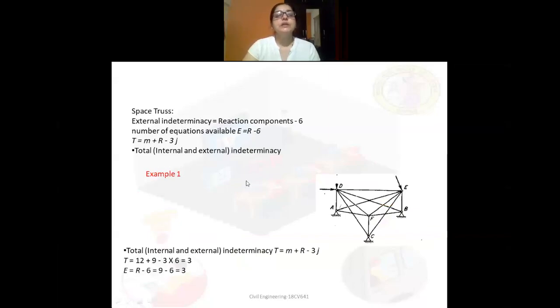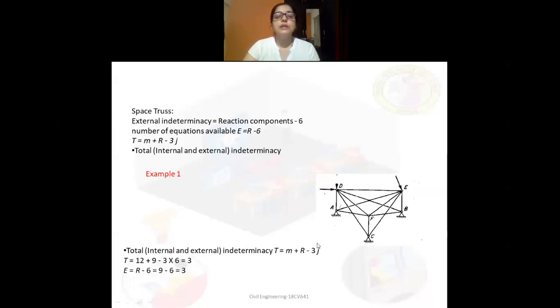So, space truss. We discussed plane truss. Now we'll move on to space truss. For a space truss, external indeterminacy is R minus 3 as it was for a plane truss. But since it is a space truss, we have to consider 6 reaction components, so it is R minus 6. T is equal to m plus r minus, in that case it was 2j, but here it is 3j. So T is equal to m plus r minus 3j. So total internal and external indeterminacy is given by m plus r minus 3j.